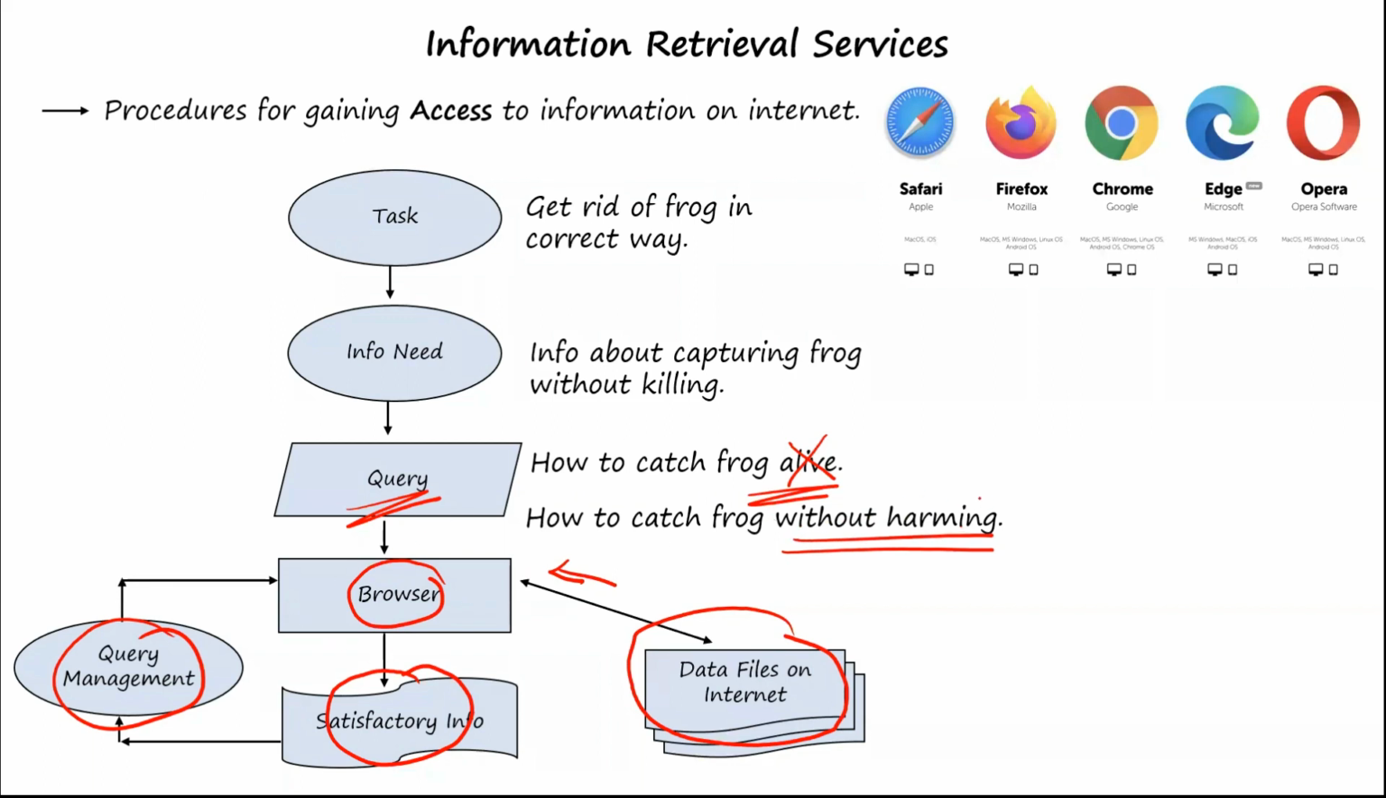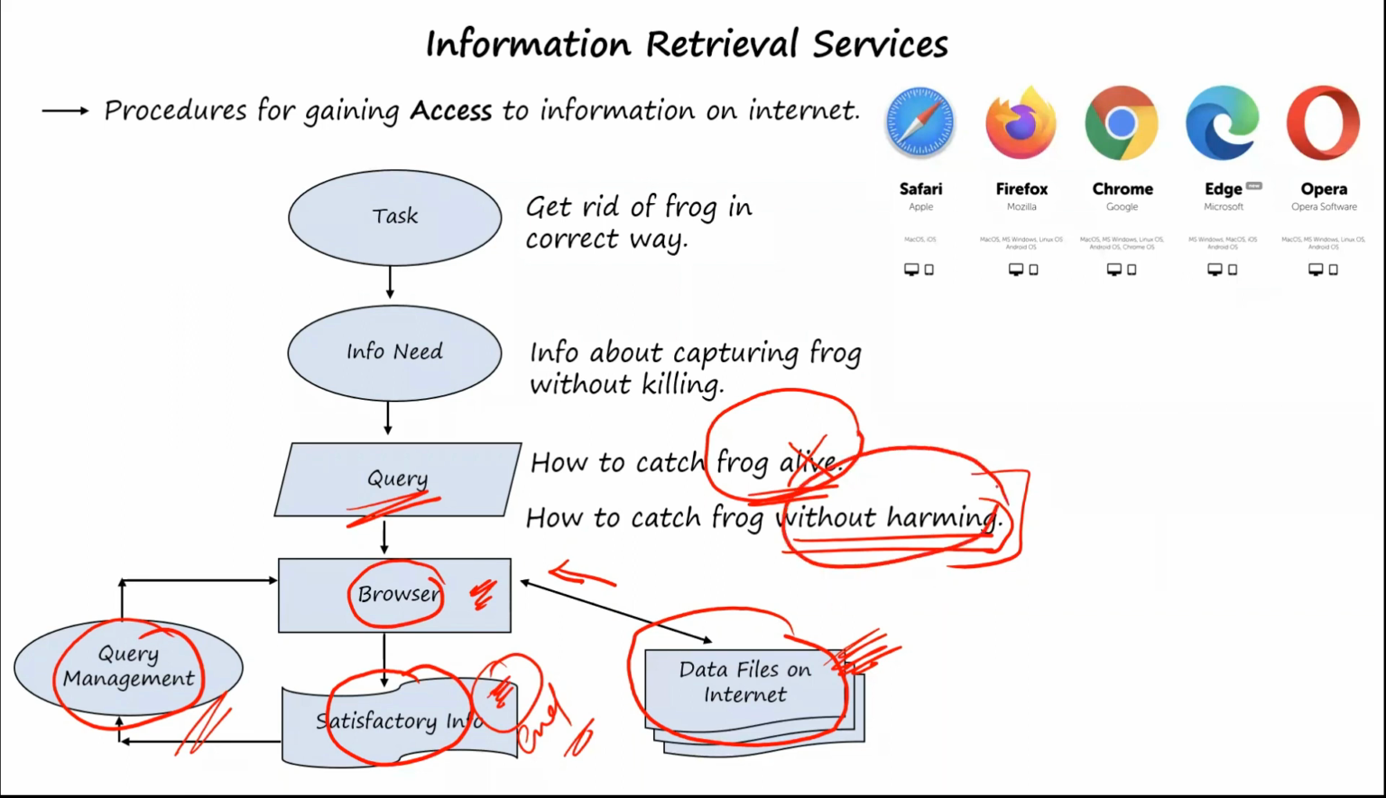The process will repeat again. I enter this query, the query goes to the browser, which checks the data files, and once the data files get the answer, the browser displays the satisfactory answer to us. If that is satisfactory, the process ends. Else, we again redefine our query and the process keeps on happening. So what I'm trying to say over here is that one of the internet services, that is the information retrieval service, involves so many things that we need to understand why we are on the internet.